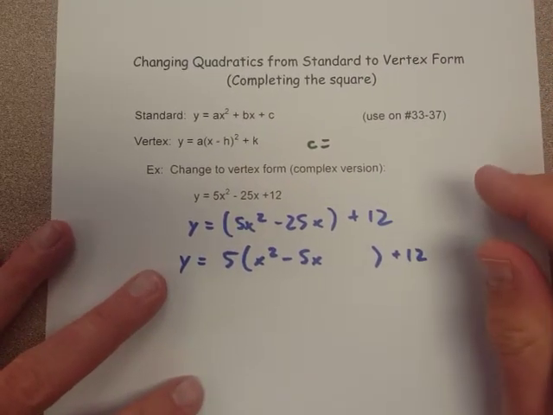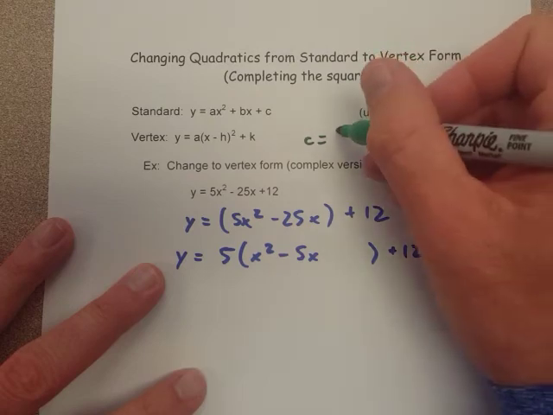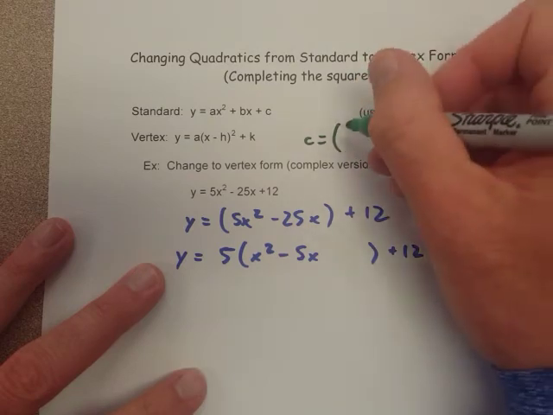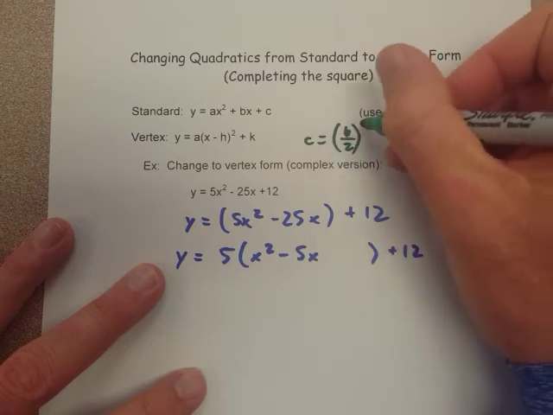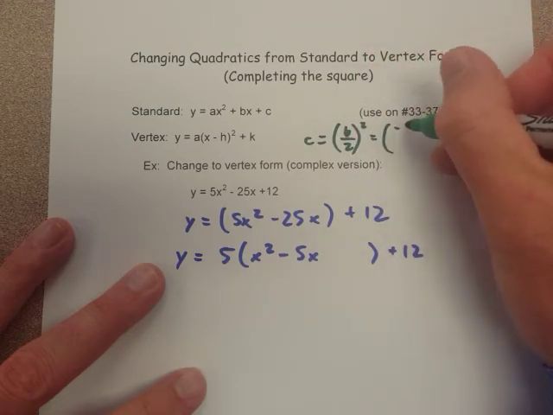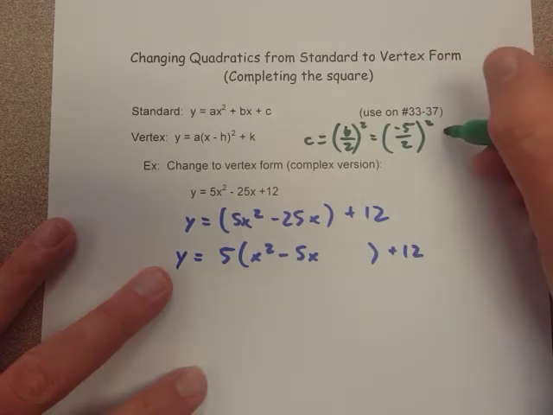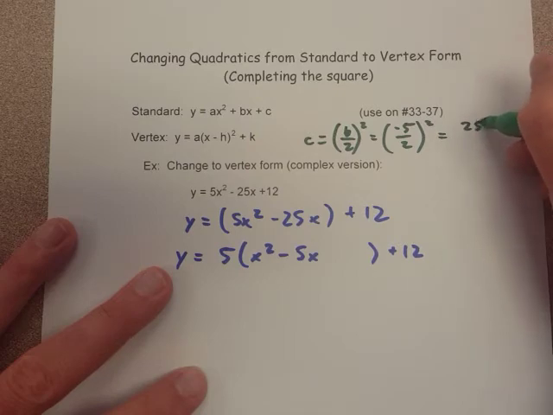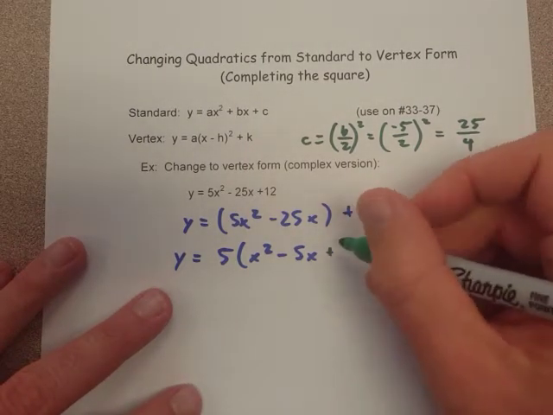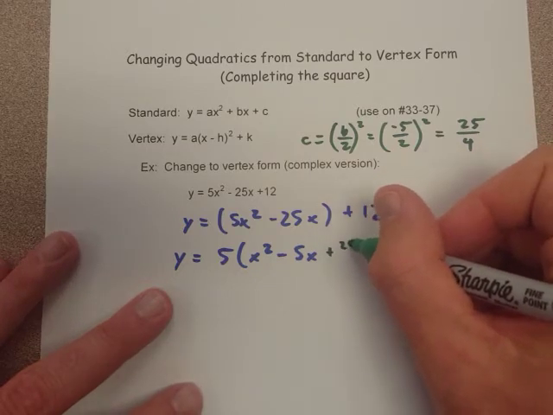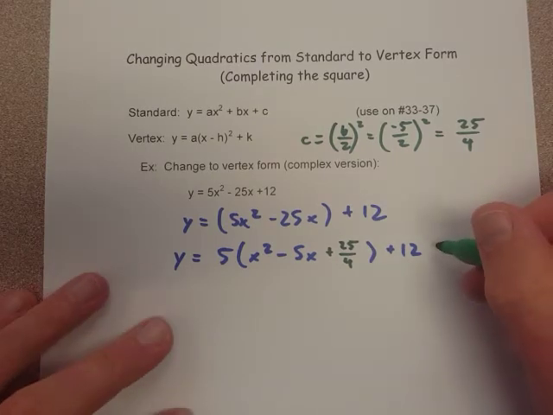So C equals, and this is going to get a little messy this time just because we're going to be working with fractions, but C equals B over 2 squared, and so that is going to be negative 5 over 2 squared, which then simplifies to 25 fourths. So we're going to add 25 fourths in here, like we did last time. We do have to offset that.